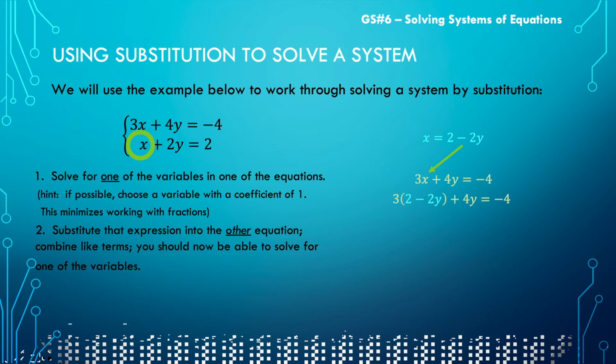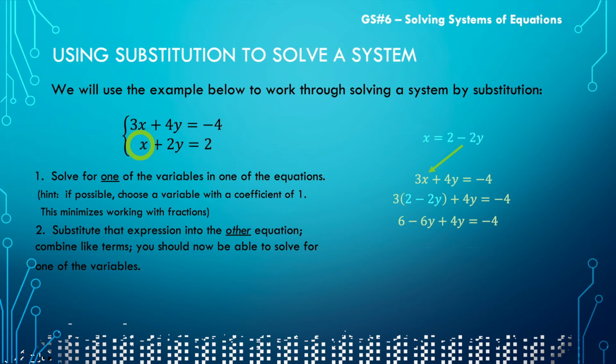And now we have an equation that is only in y. We have substituted and gotten rid of all the x's. So we can go ahead and solve this linear equation by first distributing. So we would end up with 6 minus 6y plus 4y is equal to negative 4. And then combine all of our terms with variables on the left and all our constants on the right.